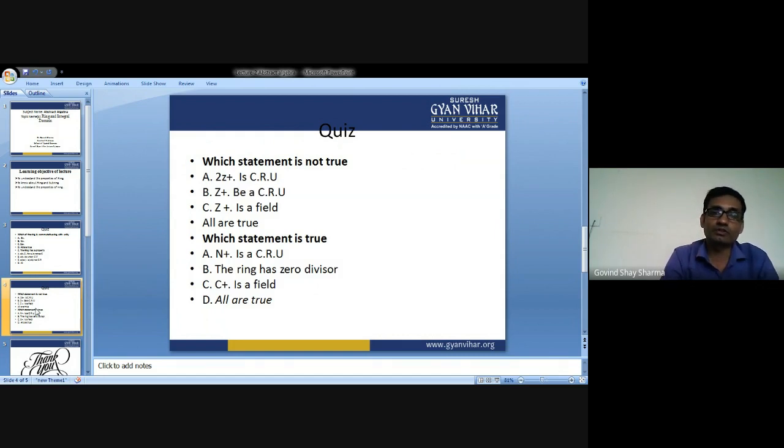2Z is not a CRU because it has no unit element, as I told you in the previous question. And Z is definitely a CRU. Which statement is true? N is never a CRU. The ring has zero divisors, that's wrong. C is a field. Absolutely right. C is a field. That is definitely the right answer.